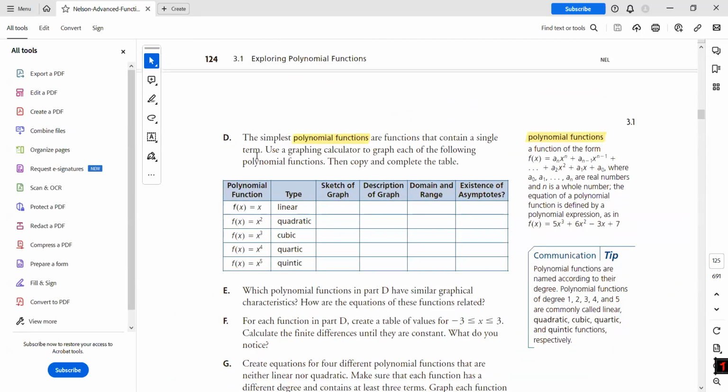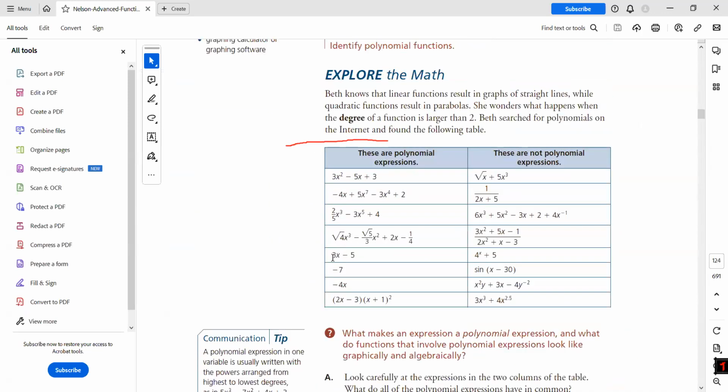Let's look here. The simplest polynomial functions are functions that contain a single term. Use a graphing calculator to graph each of the following polynomial functions. Then copy and complete the table. So now we're gonna get familiar with general polynomial function notation. This is very important. The simplest polynomial functions are functions that contain a single term. Remember, in the previous example, when we were investigating y equals -7 as a polynomial function, I told you that it's only one term from a polynomial expression.